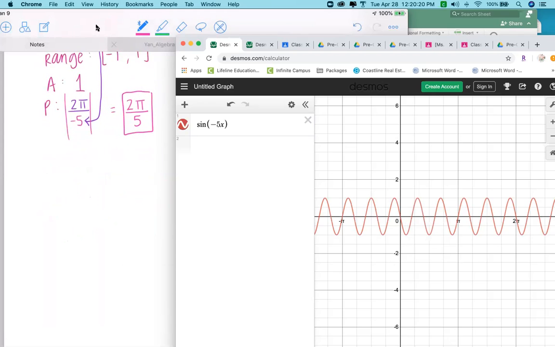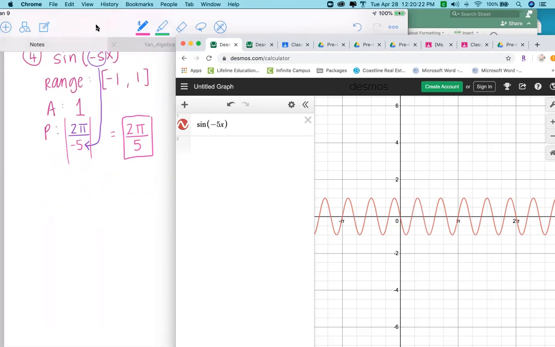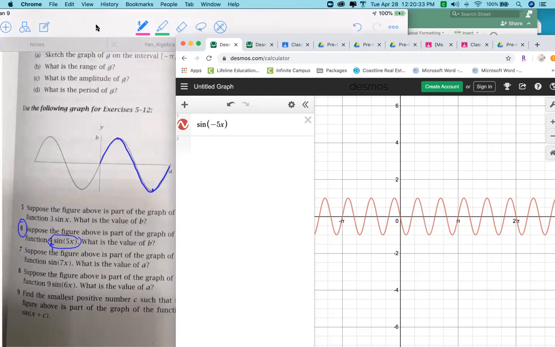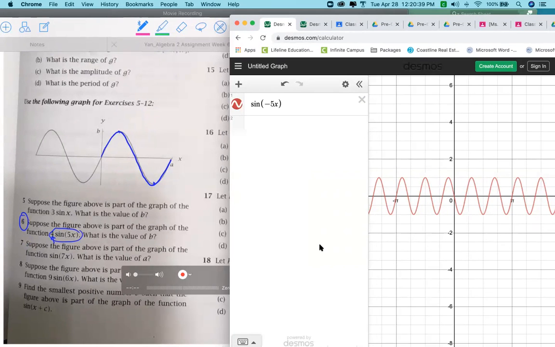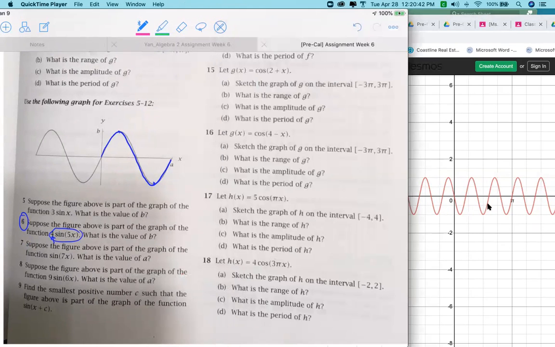Okay, let me continue. Let's look at number 6. 4 sine 5x. I'll show you the question actually. They're saying that if this is my graph right here, it's like a sine graph, right? And then they want number 6 to be 4 sine 5x. Then what is the value of b?